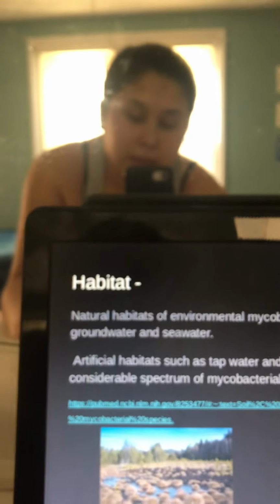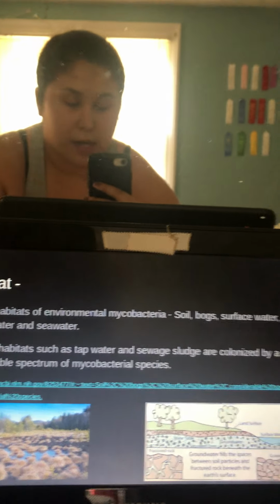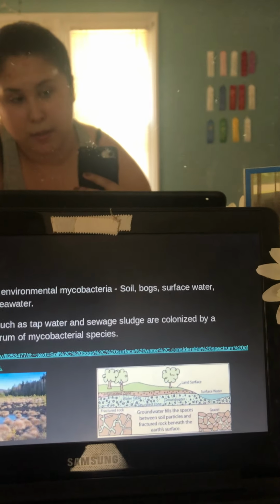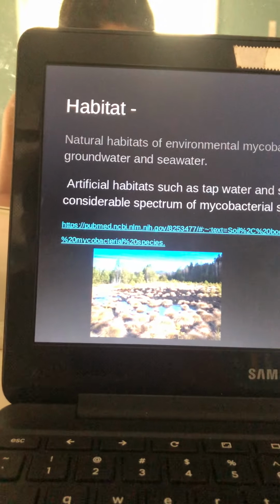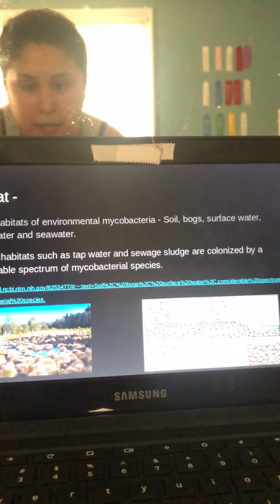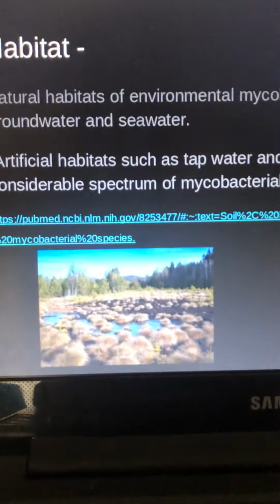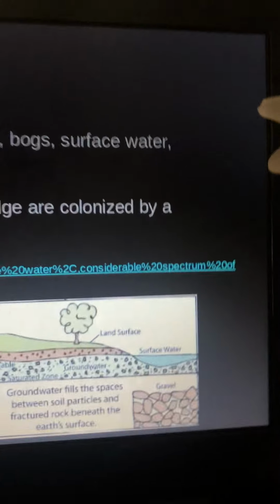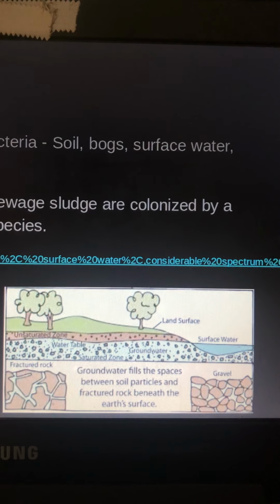Habitat. The natural habitats of the environmental mycobacteria are soil, bogs, surface water, groundwater, and seawater. The artificial habitats, such as tap water and sewage sludge, are colonized by a considerable spectrum of mycobacterial species. So that is an example of the bogs. And this is a great example for groundwater and surface water.